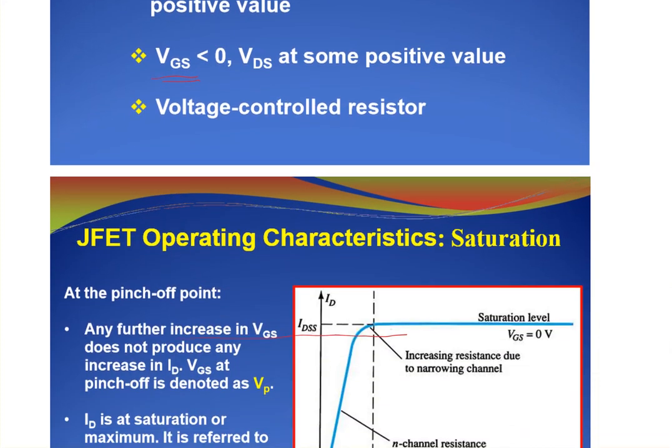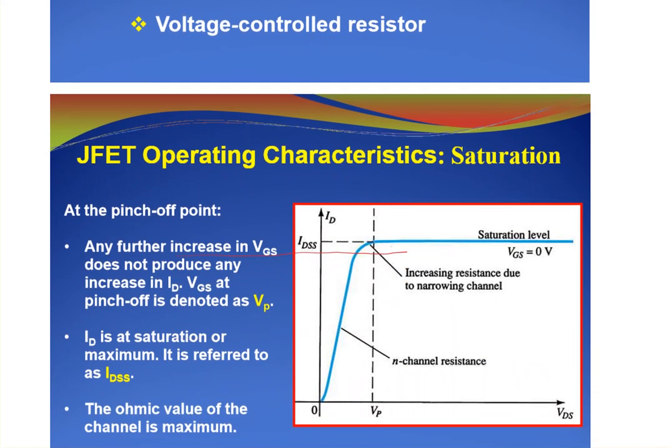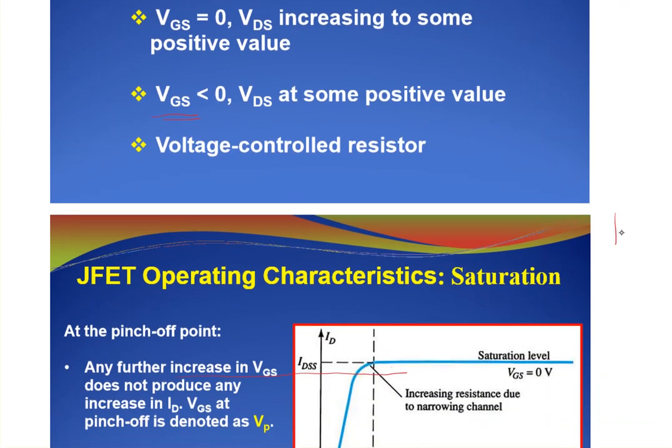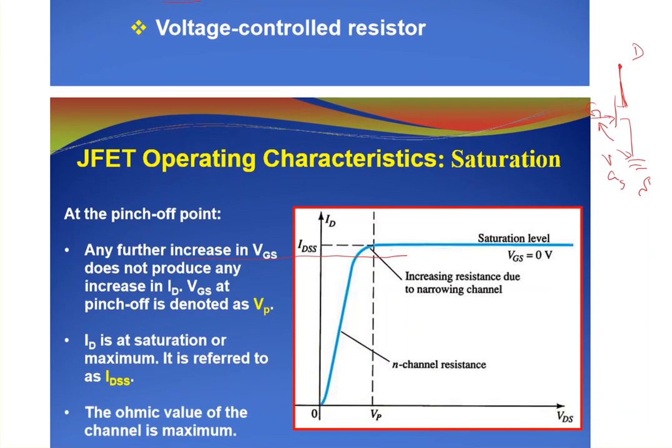So if I look at the characteristics, I will start with the case where VGS is equal to 0, as I just said. Let me draw it again here. This is VGS, this is S, this is my drain, and this is my gate. If this is equal to 0, the gate and the source are as if they are grounded.